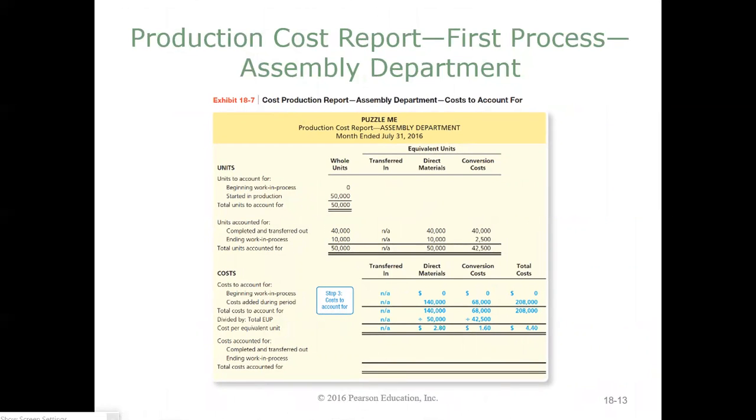After we've dealt with units, we have to move on to costs. And this is where you start to see why they do the equivalent units. I still think percentages would probably be easier, but sometimes you come into a system and you just have to live within it.